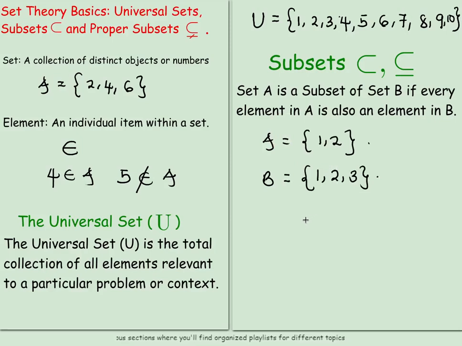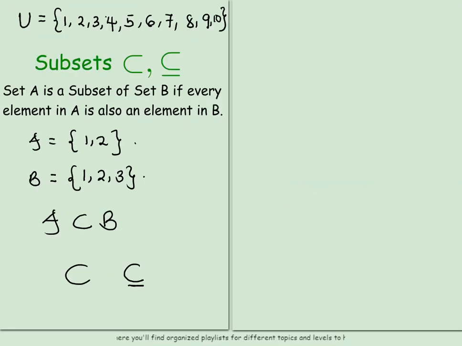Set A is a subset of set B if every element in A is also an element in set B. And we denote it as: A is a subset of set B. This is the notation over here. Now, there is this symbol and there is also this symbol over here. What do these two symbols mean?